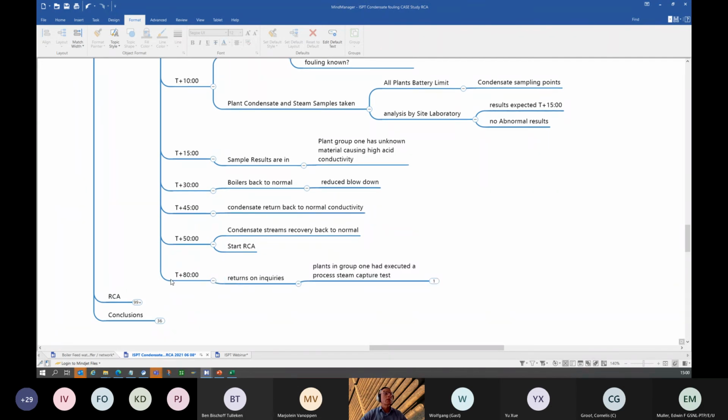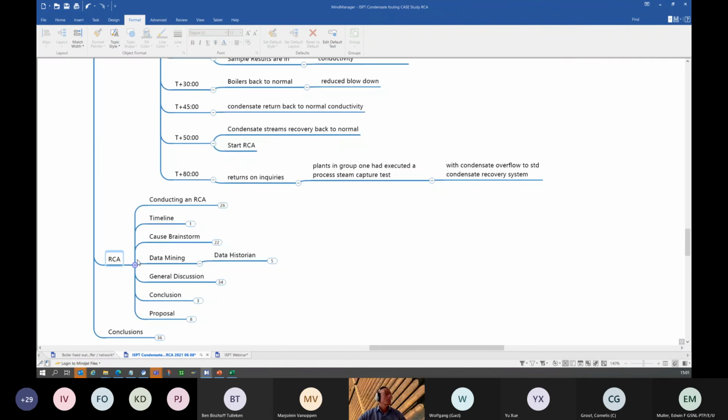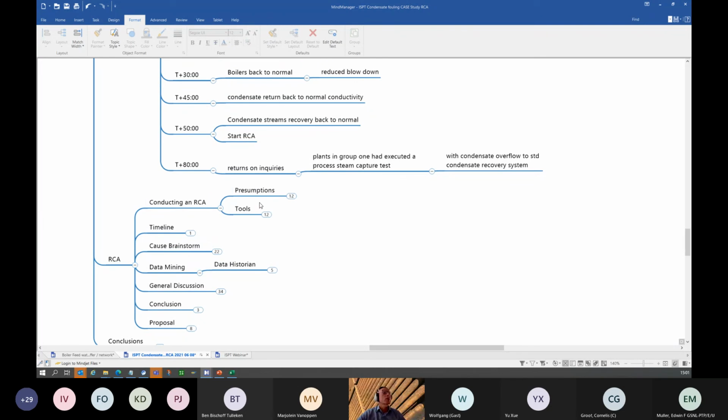And it took some time before we got the information back from the plants, because they need to have their internal systems running, and from plant manager down to operator, check what had been going on. And one of the plants reported back that they had done a process steam capture test with condensate overflow to the standard condensate recovery system. But we still needed to do an RCA on finding out why this happened and what to do the next time to prevent us having almost 50 hours of condensate loss. So we started doing an RCA.